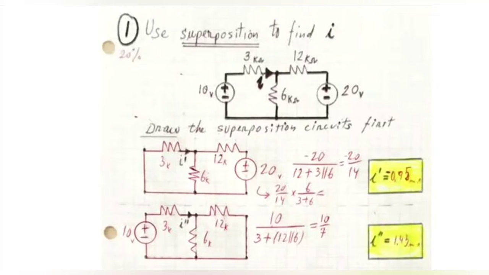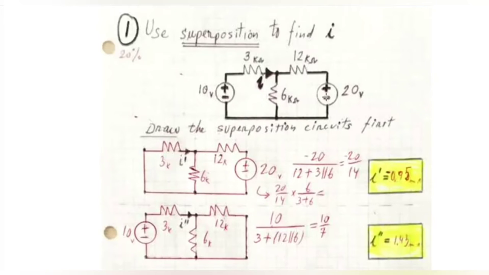This is 2020. Question one was about superposition. We will have superposition in this test also. So there was this circuit, and I asked, what is the current I using superposition?